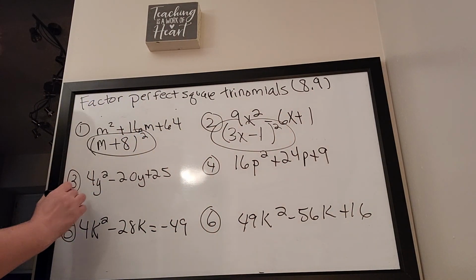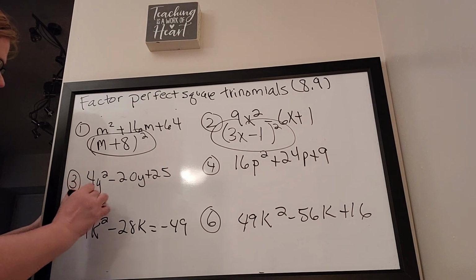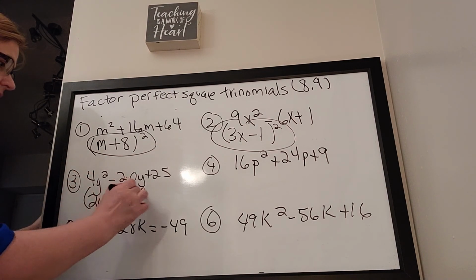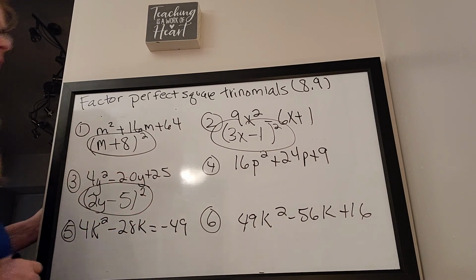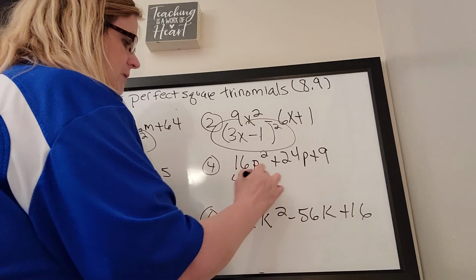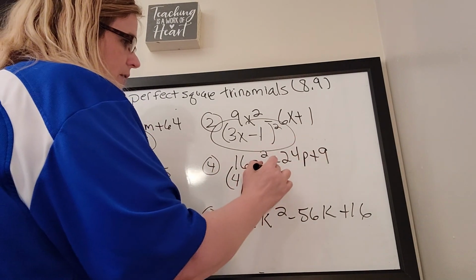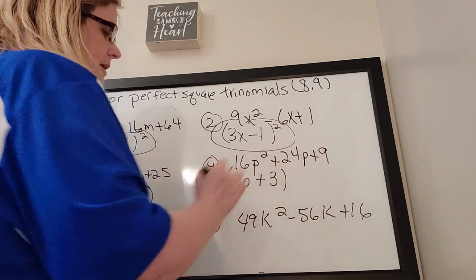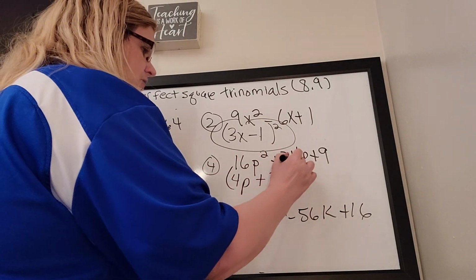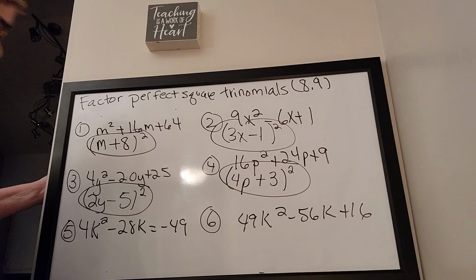The square root of 4y squared is 2y. Square root of 25 is 5, and we put a minus there. 2y times 5 is 10y times 2 is 20y, so that works with a square there. Square root of 16p squared is 4p. It's a plus 1. The square root of 9 is 3. 4p times 3 is 12p times 2 is 24p. So that also works. Put our square sign there.